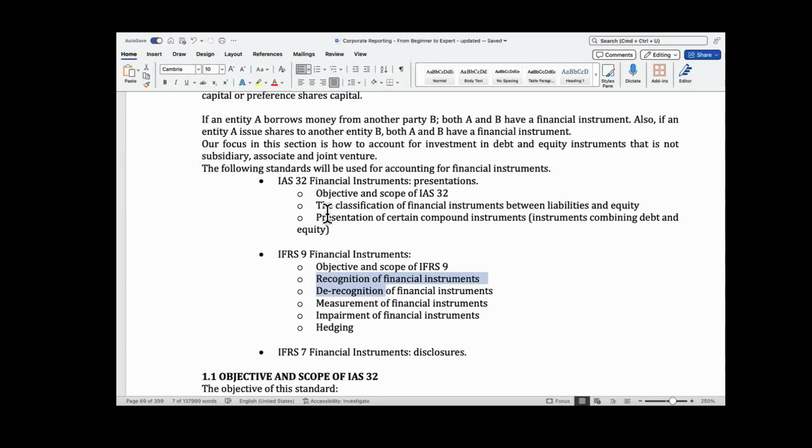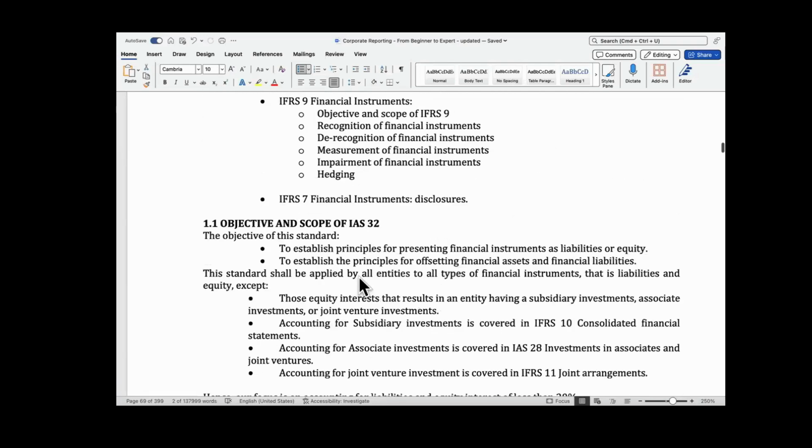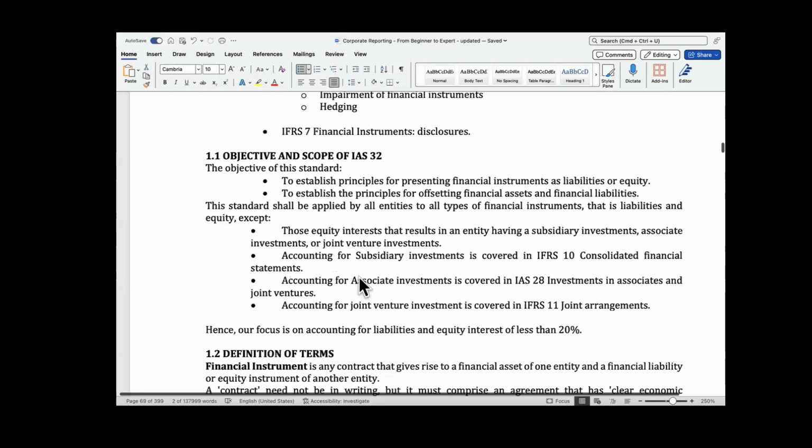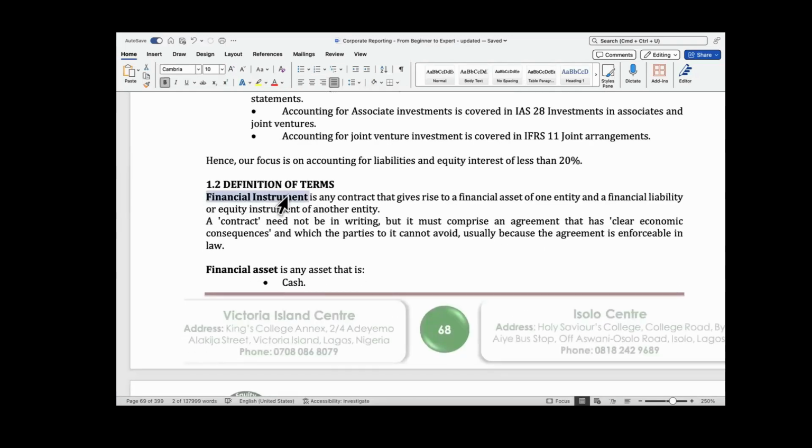The major focus last week, or part of the focus, was that we learned about the classification of financial instruments between liabilities and equity. We really focused on this one. So today, I would get to this point, compound financial instrument. But before we do that, remember that we said financial instruments are just debt and equity instruments from what we want to look at.